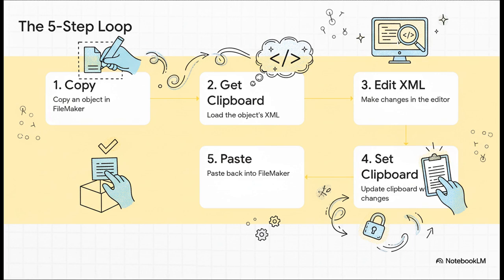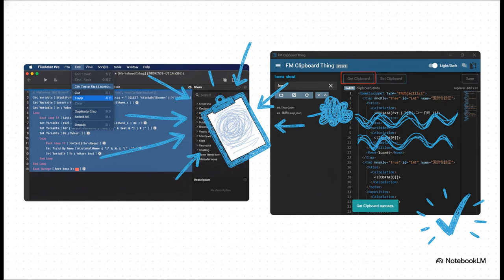Let's break it down. Okay, so step 1. You're in FileMaker doing your thing. You select whatever it is you want to edit, a script, a button, you name it, and you just hit copy, just like you always do. Then you pop over to Clipboard thing and hit that big Get Clipboard button. And boom! Instantly, the XML for that thing you just copied shows up right in the editor.